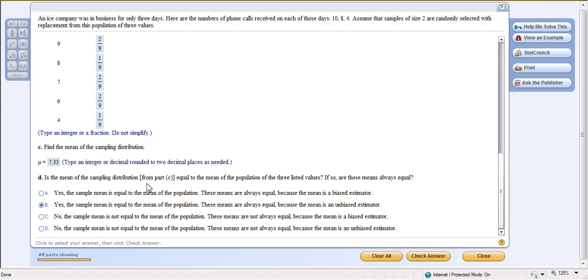And what they're trying to show you with this is: is the mean of the sampling distribution equal to the mean of the population of the 3 values listed? And the answer is yes. The mean is equal to the mean of the population. Okay, again, the sample mean is equal to the population mean because the mean is an unbiased estimator. Okay, that's it.